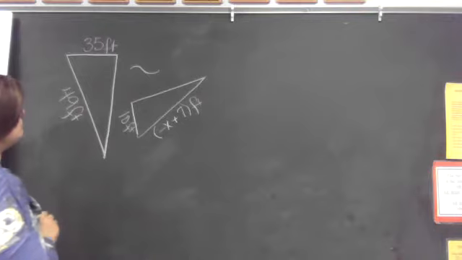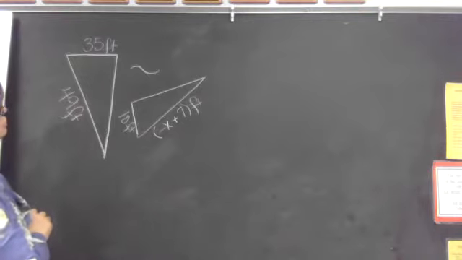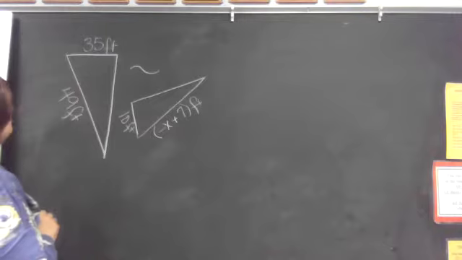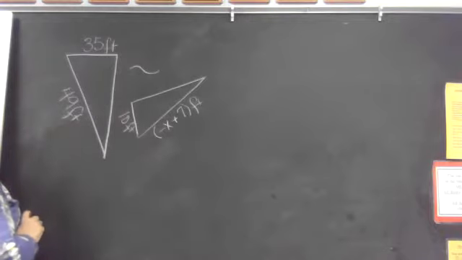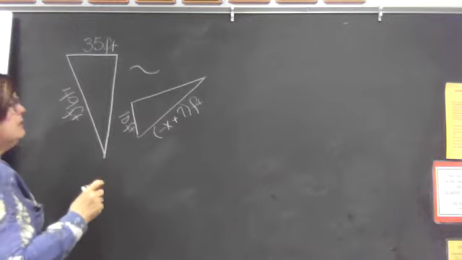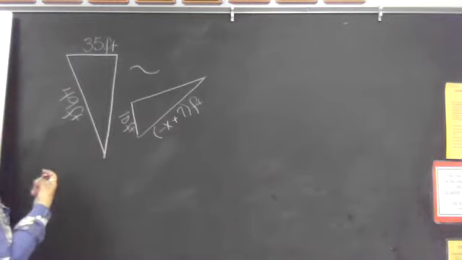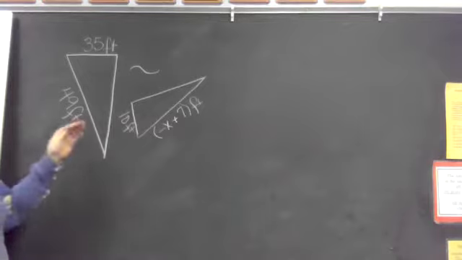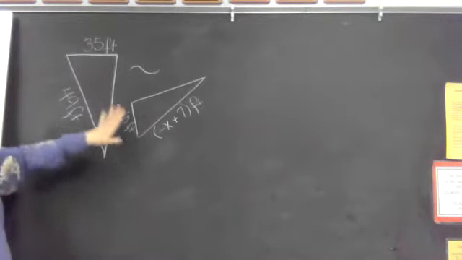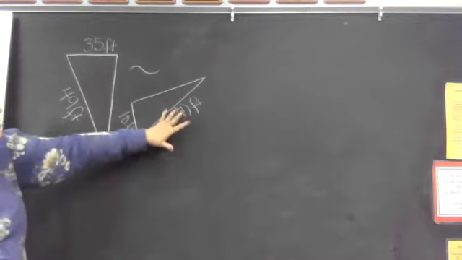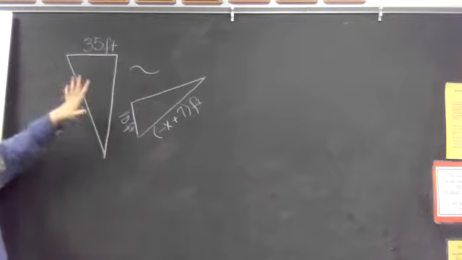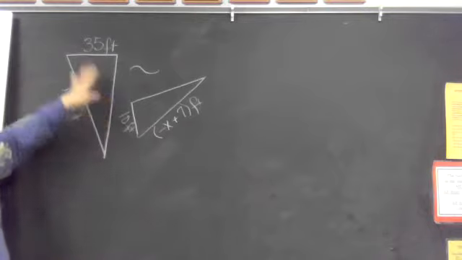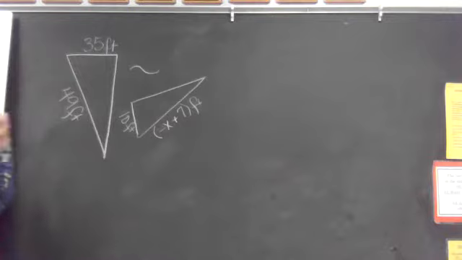The first thing we have to do is make sure we know which sides correspond with which sides. I'm thinking that the short side and the short side correspond with each other, yes? Whenever I set up a proportion between similar figures, I set up my first ratio with the things that we know. This is X, we don't know that, but we know the 10 and the 35. So you could set it up either 35 over 10 or 10 over 35. It does not matter which way you go.